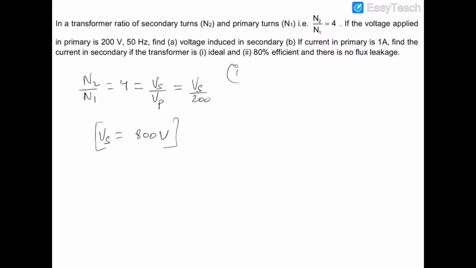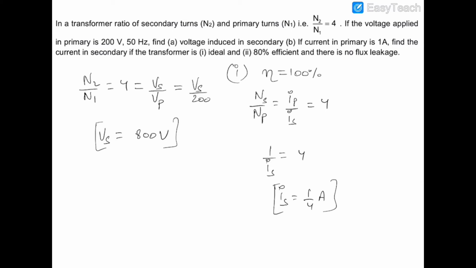So in the first case, when efficiency is 100%, an ideal transformer, then we can say that the relationship Ns upon Np is equal to Ip upon Is is valid, and hence Ns upon Np is 4. So I can say that the primary current is 1 ampere. So 1 upon Is is equal to 4 and Is is equal to 1 upon 4 ampere. So this is the output current.